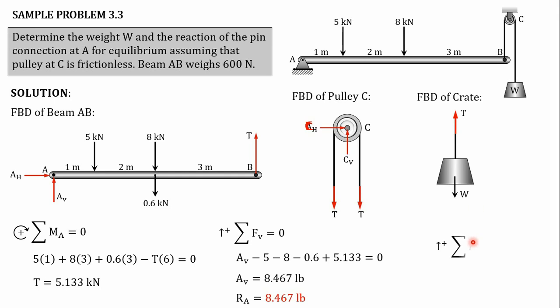Using summation of vertical forces equal to 0, and we assume that going upward is positive, therefore T minus W is equal to 0. So we can say that W is equal to the tension force T, or our weight is equal to 5.133 kilonewton, and this will be our final answer. Okay, get me? So we move on to sample problem 3.4.